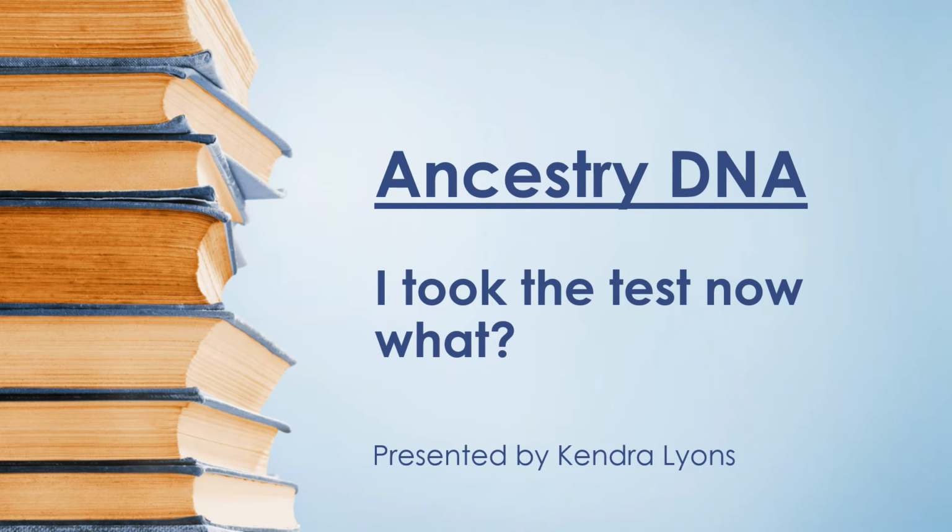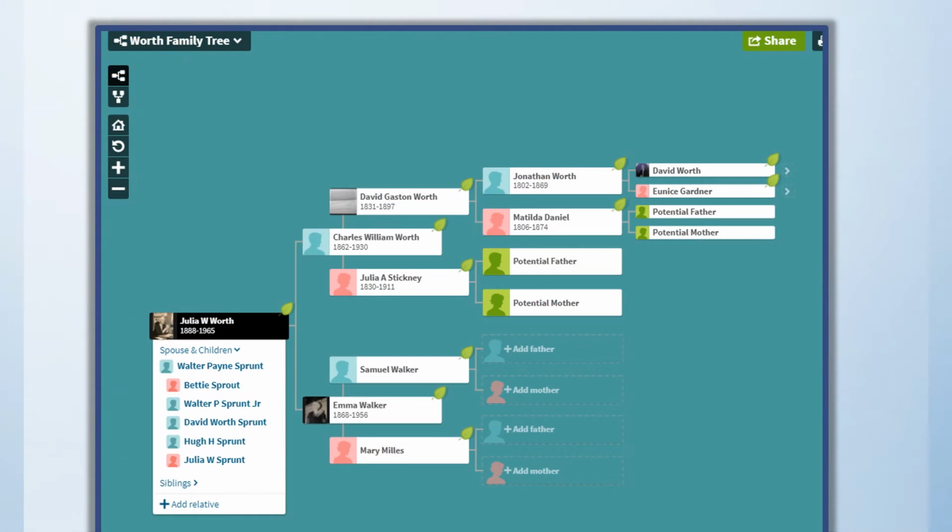This program is about Ancestry DNA and using their tools to help you find your family history. This is a beginning class and will give you an overview of what is available and how it can help you. The first thing you need to do when you take a DNA test is to start building your family tree. This is a tree I have built to show the descendants of David Worth, the father of Jonathan Worth.